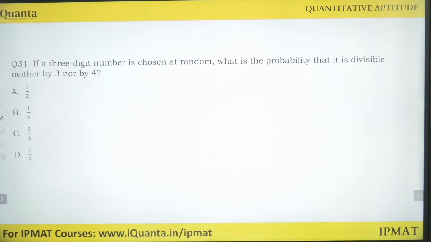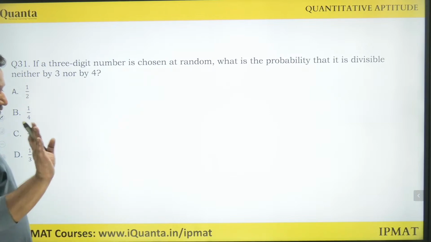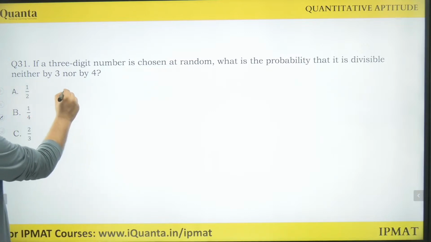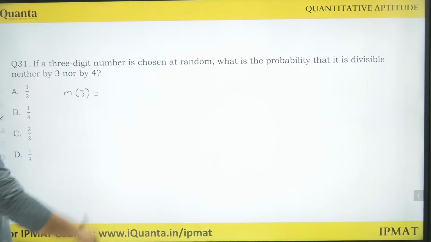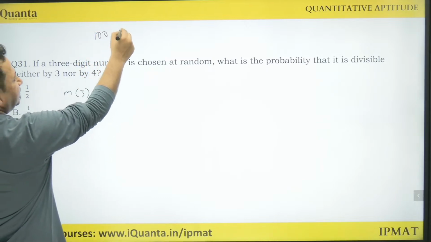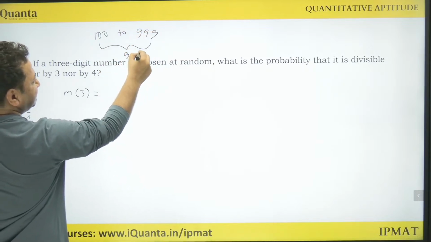Next one. If a 3-digit number is chosen at random, what is the probability that it is divisible by neither 3 nor 5? So first of all, let us try to calculate those numbers which are divisible by 3 and 4. Okay. So multiples of 3 if I want to calculate, what will they be? And 3-digit numbers are from 100 to 999. Overall we have how many? We have 900 numbers like that.